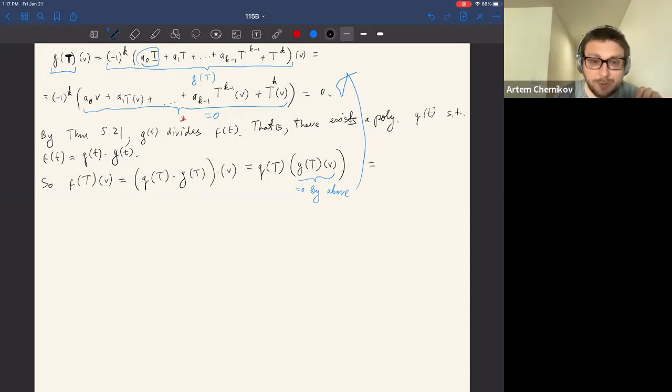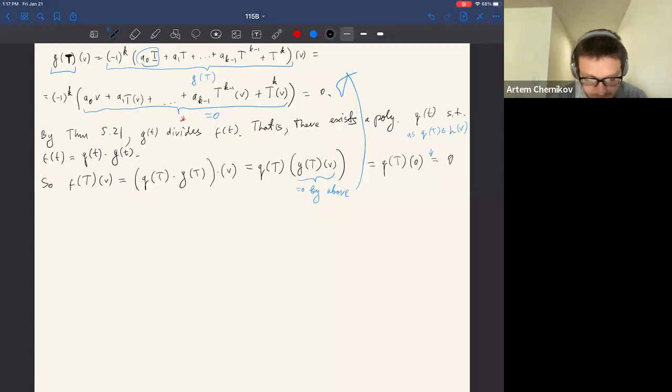So then it means that we're applying the linear operator q of T to 0. But q of T is linear, so it sends 0 to 0. So this is again 0, simply because q of T is a linear operator, so it sends 0 to 0.